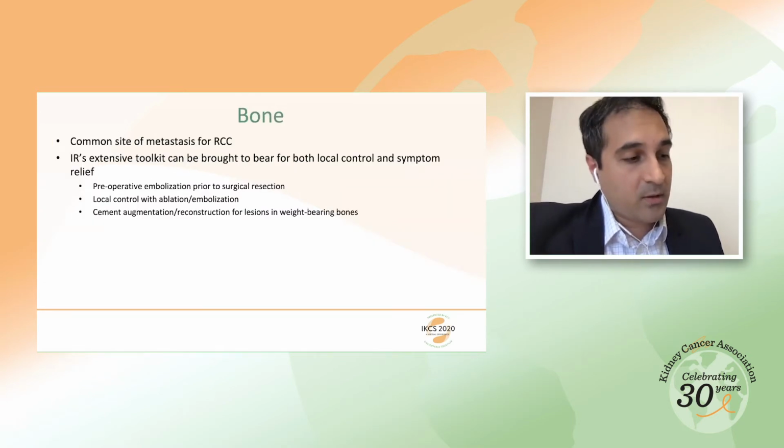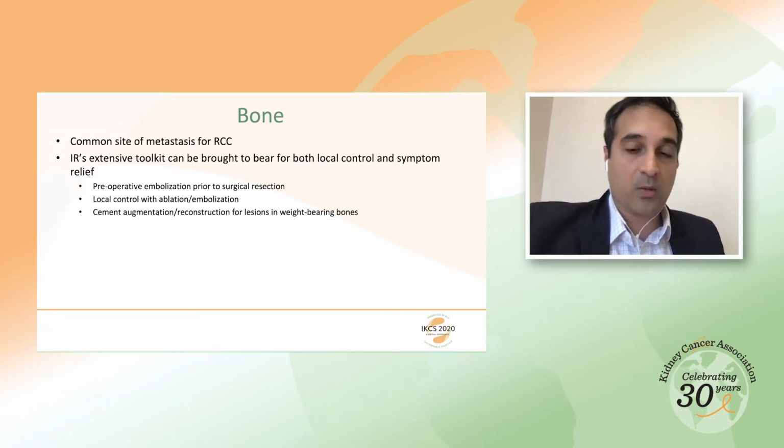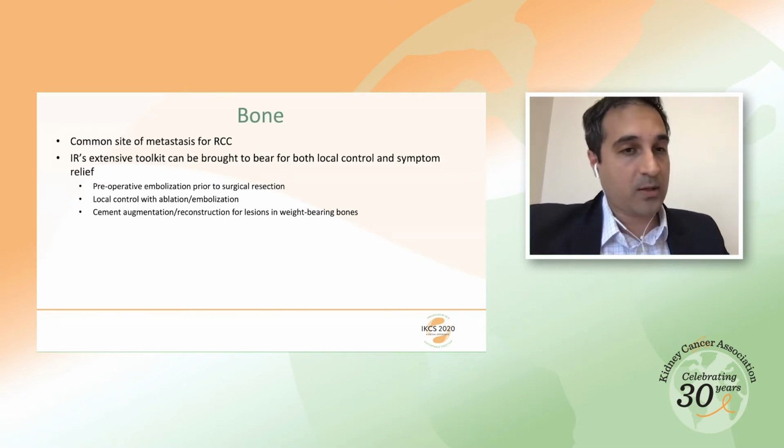Bone metastases are very common in renal cell, and they're often a major source of morbidity for these patients. Fortunately, there's an extensive toolkit of image-guided procedures that can be applied for these patients. This includes procedures such as preoperative embolization. We do this for patients who are going to the operating room, and this helps substantially reduce the intraoperative blood loss. We can also achieve local control of metastases involving the bone with procedures such as thermal ablation and arterial embolization. Likewise, it's often useful to have adjuvant maneuvers such as cement augmentation for patients who have lesions involving weight-bearing bones to help alleviate pain with weight-bearing.